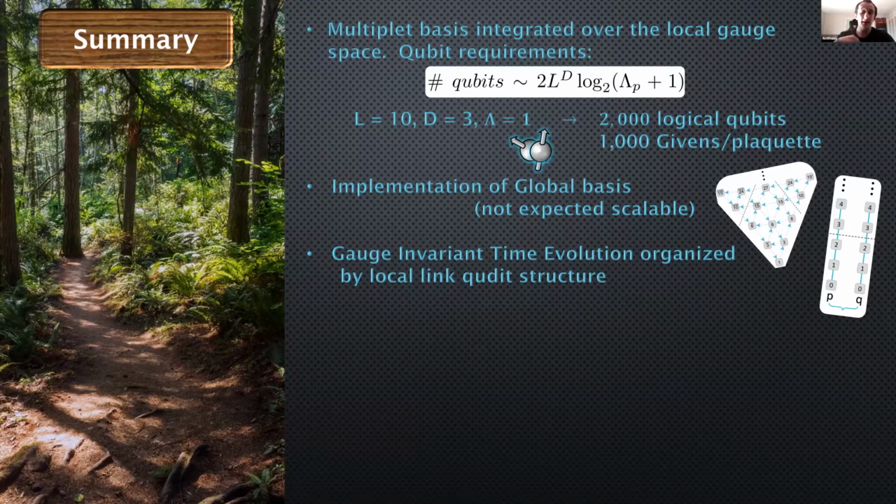Then we also looked at implementing the global basis on existing hardware and discussed how we could use this as a benchmark of existing hardware's performance. Then we also looked at a scalable way of doing a gauge invariant time evolution that we organize in terms of a local link Qdit structure.